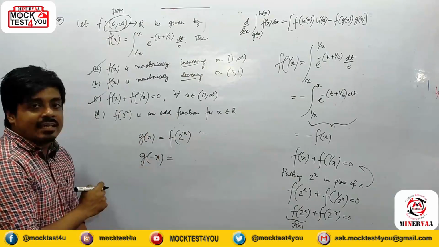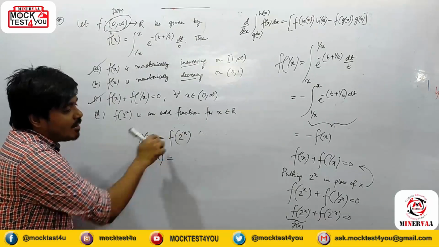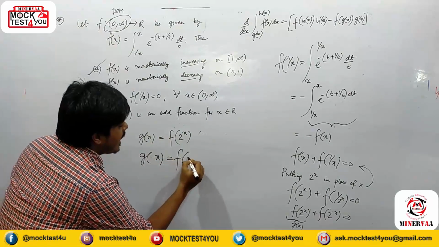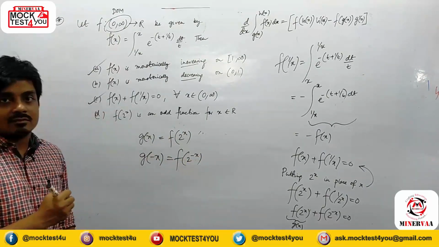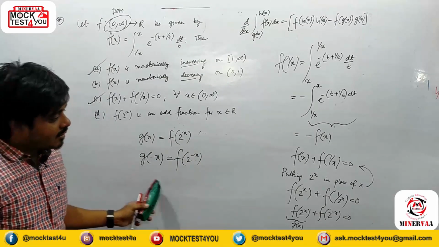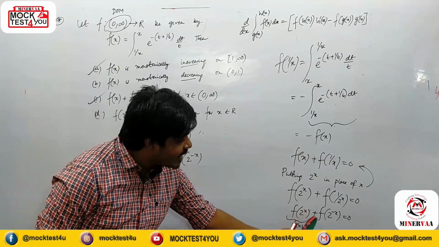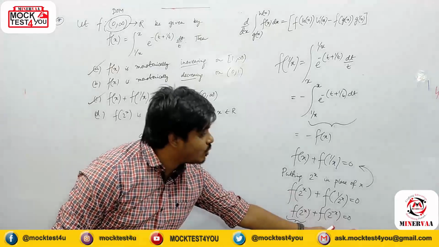g of x is this thing. So in place of x, I will put minus x. So it is f of 2 to the power minus x. Look at here: f of 2 to the power x plus f of 2 to the power minus x equal to 0.